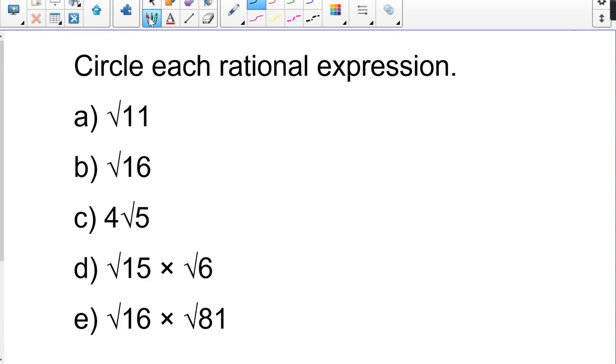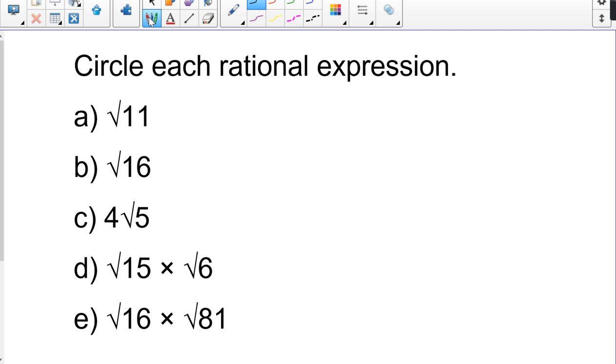In this video, we'll do a quick review of rational versus irrational numbers. Okay, so let's look at choice A, square root of 11. Now the instructions say to circle it if it's a rational expression. How do I know if square root of 11 is rational?